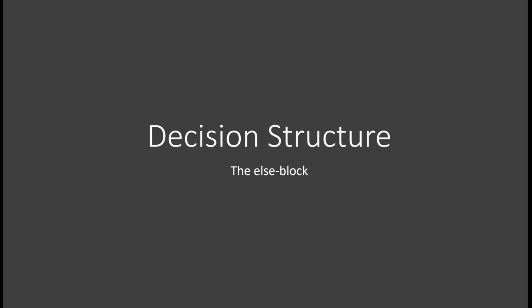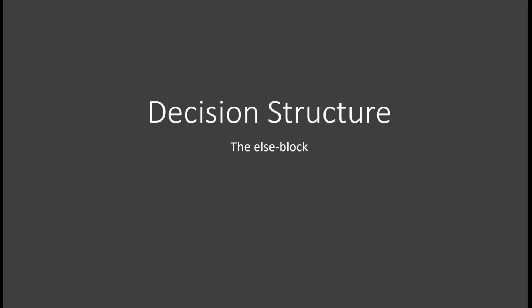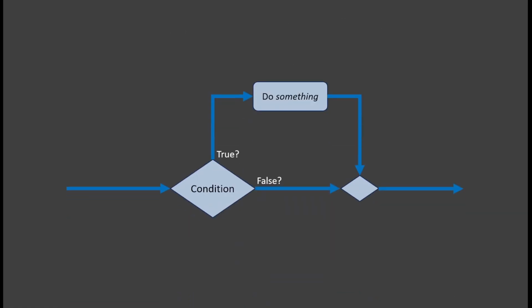Hello, this video will introduce the else block of an if statement. In a previous video, I introduced the if statement, which allows you to conditionally execute a block of code if a given condition is true. If the condition is not true, so that is false, then that block of code is just ignored. But what if we want to do something else instead?